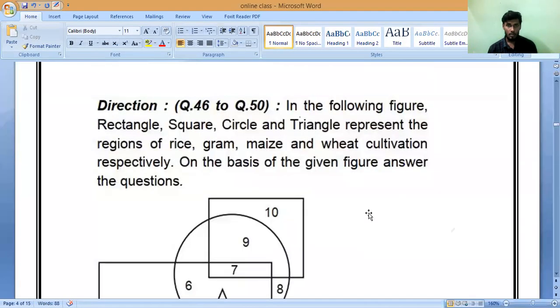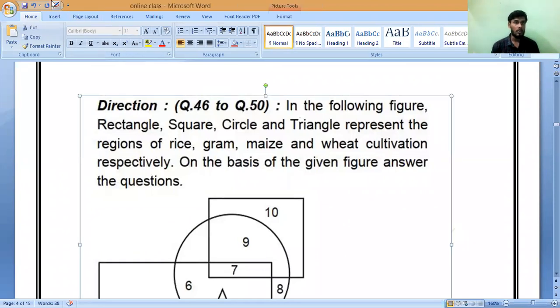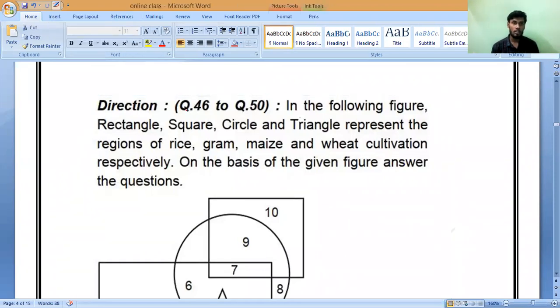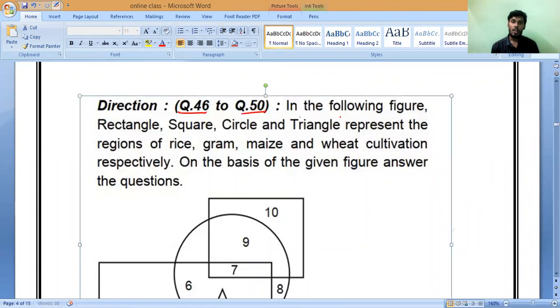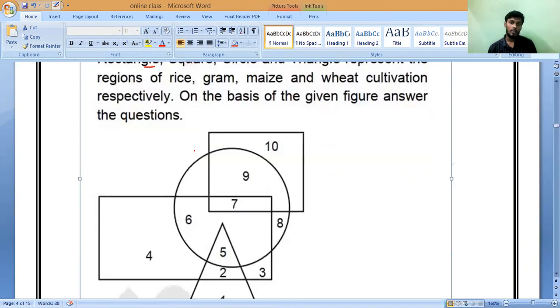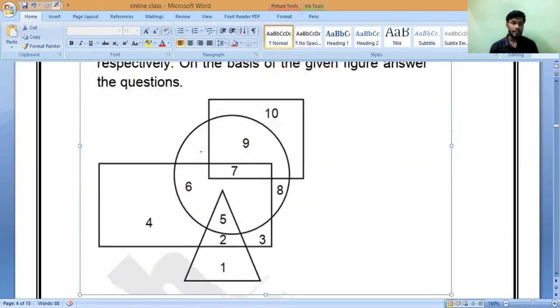I have informed him. So all of you see the question. These are questions 46 to 50. Observe very carefully how to solve these questions. These are the same common point questions, even puzzles like you may see in newspapers. The following figure contains what? One rectangle, one square, one triangle and one circle.